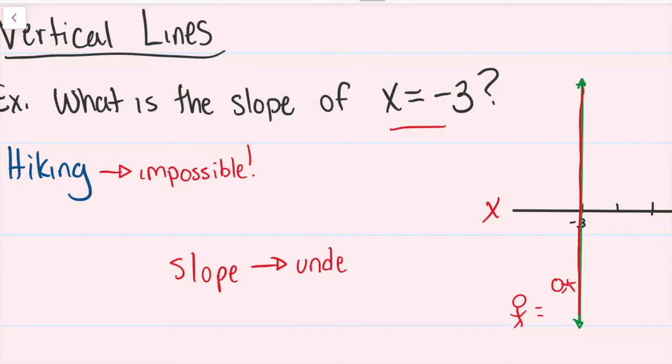undefined. Undefined is just a math term for something that is impossible. In math, it also has its own symbol. We call it something like this. That means undefined. It cannot be done. And that's basically all you do. Vertical lines, it's an impossible slope.